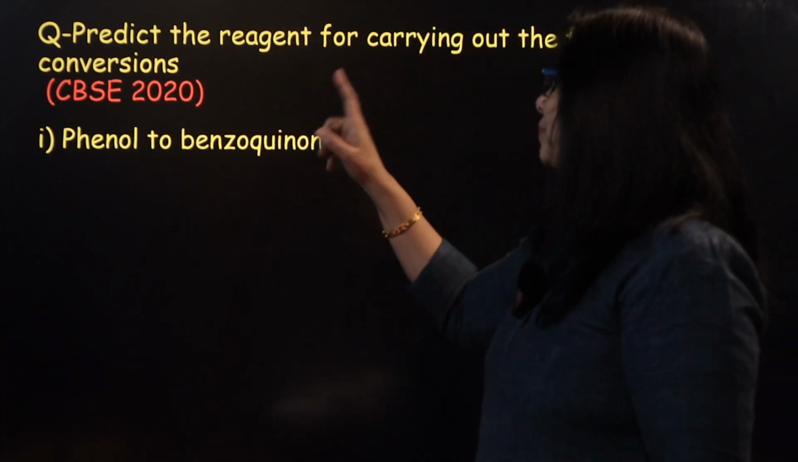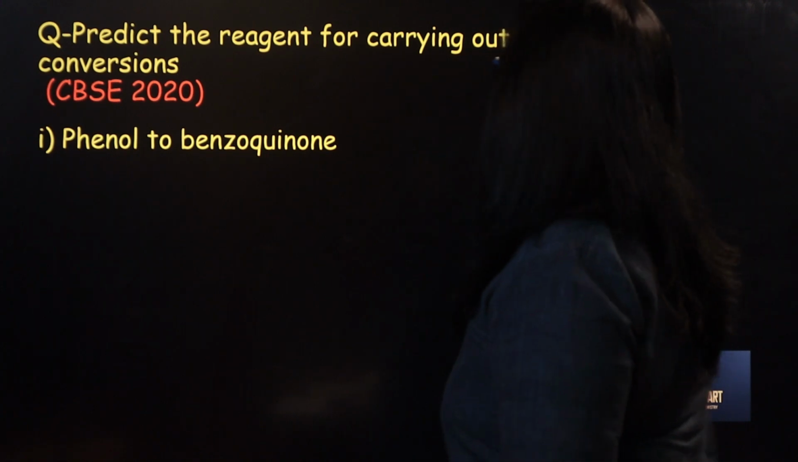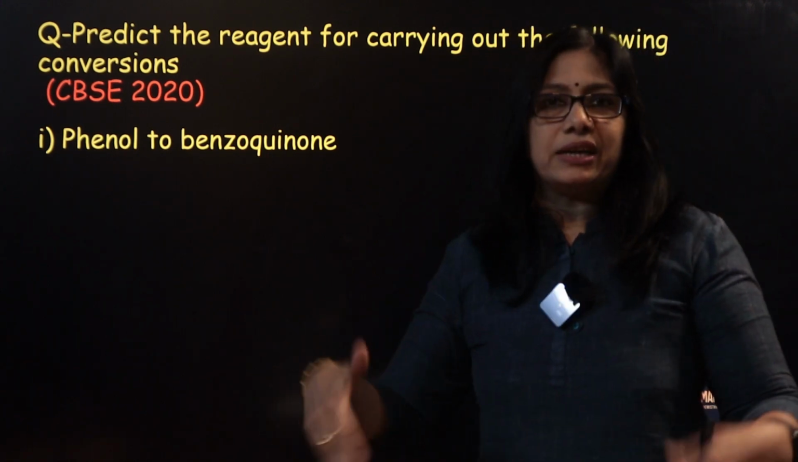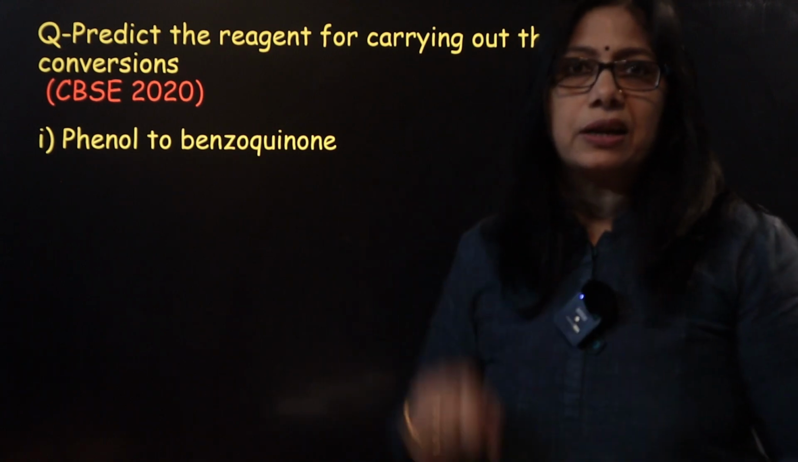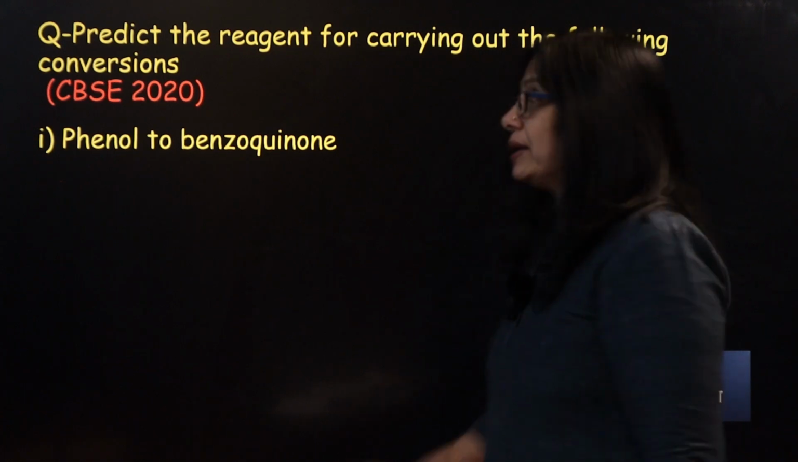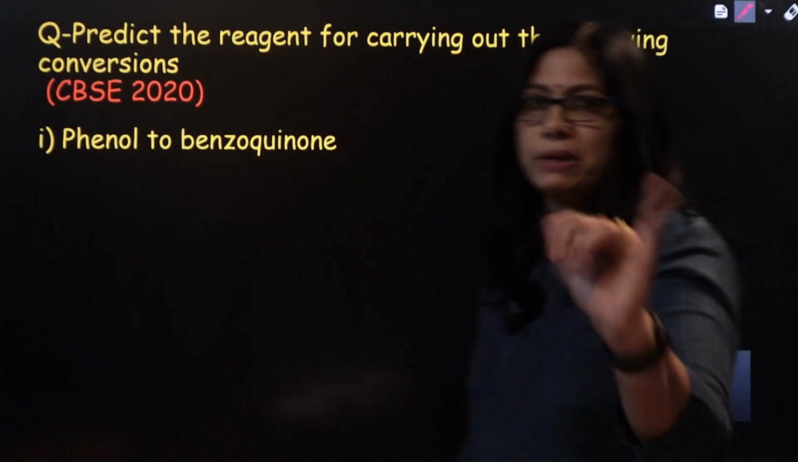Next one is some conversions. Predict the reagent for carrying out the following conversions. Basically, you have to write it as a conversion, indicating the reagent used. First one, phenol to benzoquinone. You know, phenol on oxidation gives benzoquinone.